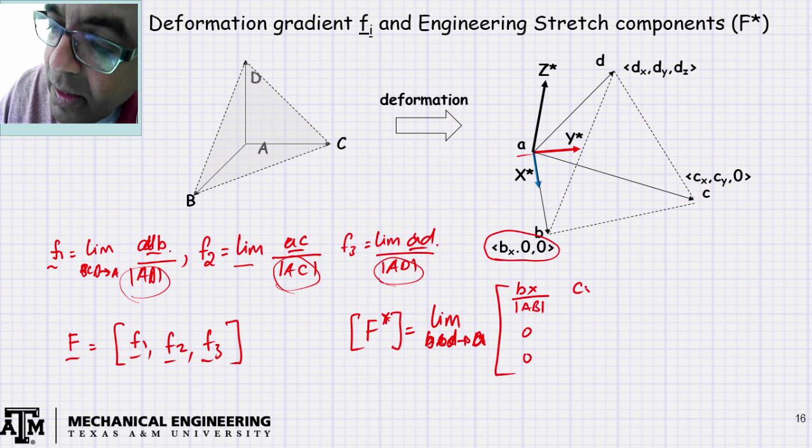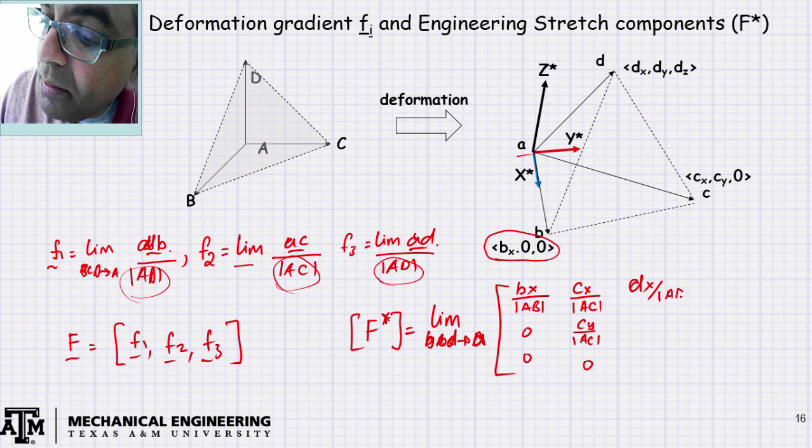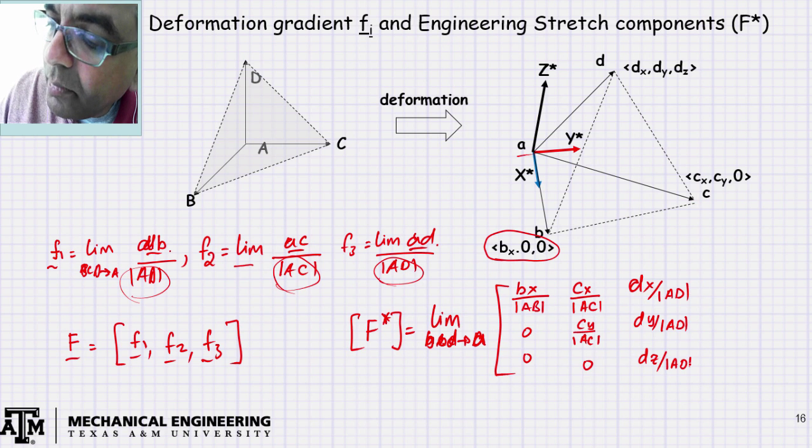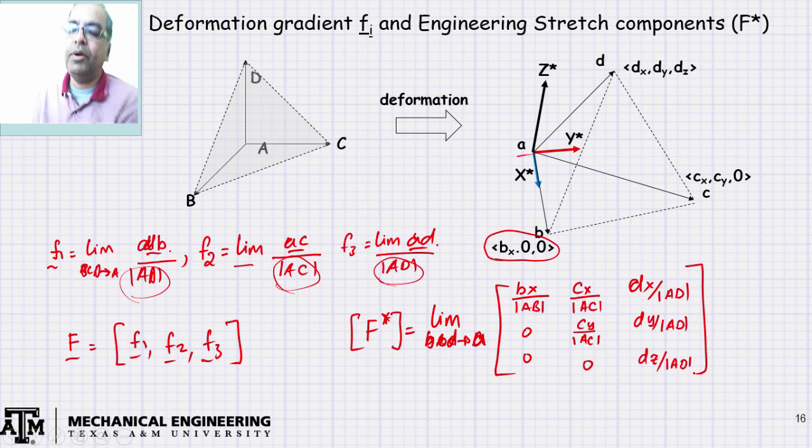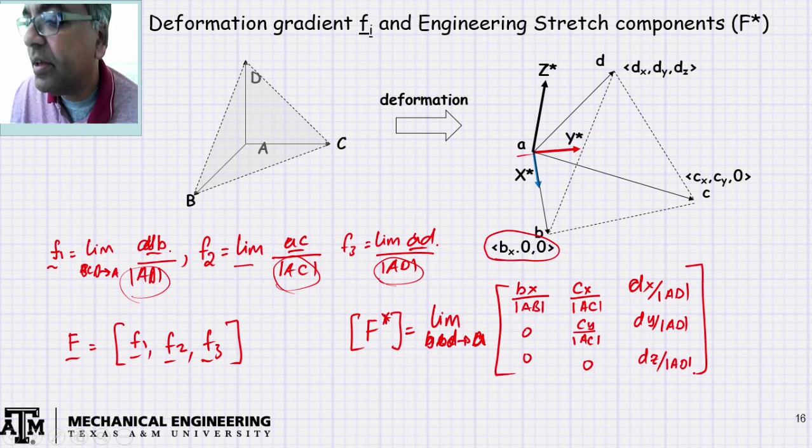Then I'll get Cx divided by magnitude of AC, Cy divided by magnitude of AC, 0, Dx divided by magnitude of AD, Dy divided by magnitude of AD, and Dz divided by magnitude of AD. Can you see? I get 6 components. 3 of them are 0.